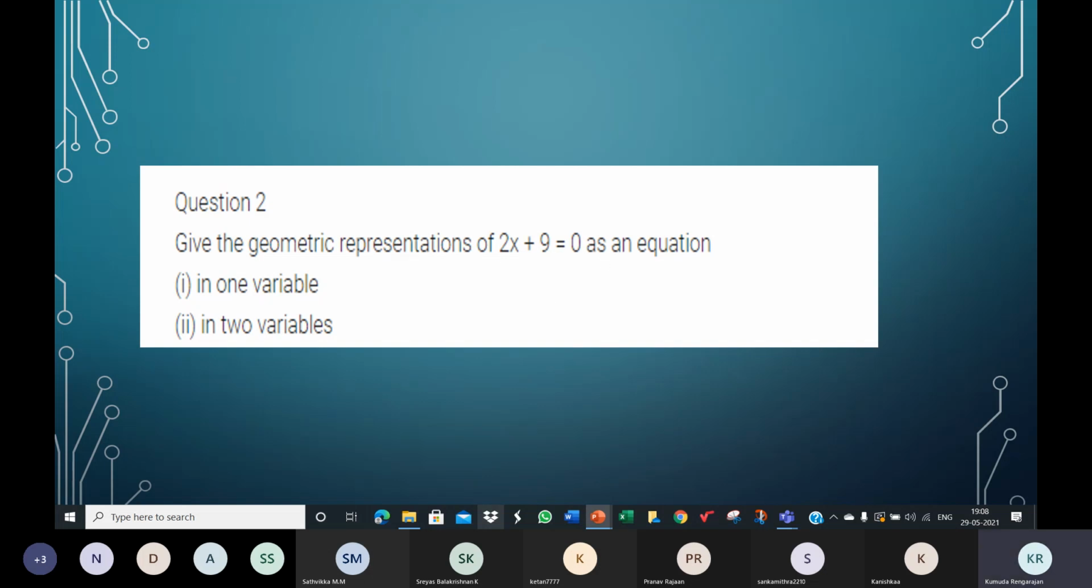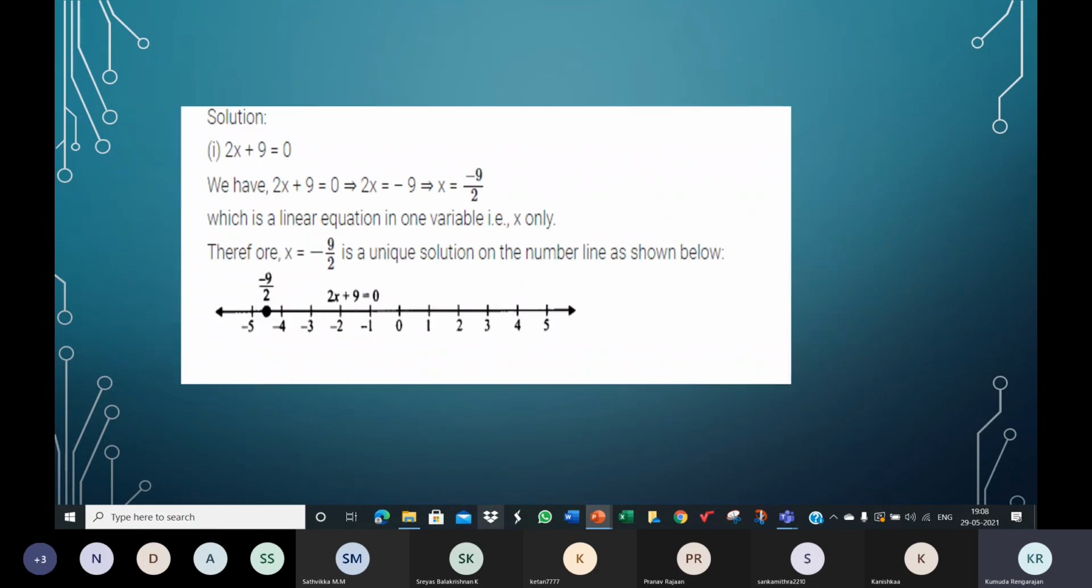When you treat it as an equation in two variables x and y, then it can be represented as a straight line in the Cartesian plane. We are given this equation, children, 2x plus 9 is equal to 0. On solving, we get x is equal to minus 9 by 2. There is only one variable x here. So when you take it as it is, that is when you treat this as an equation in one variable x. So this is how you represent it on the number line.